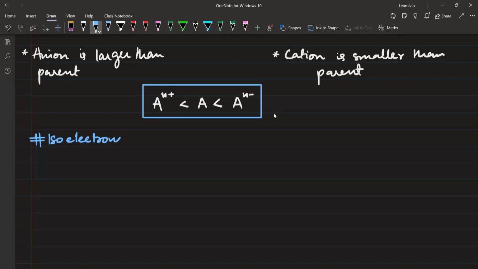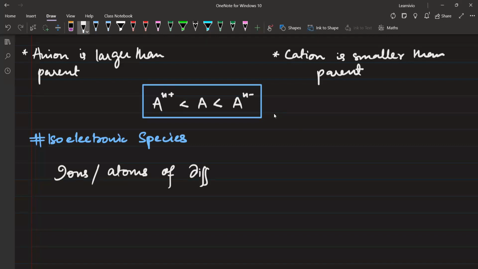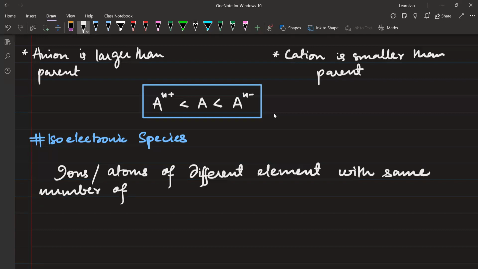Isoelectronic species. क्या होता है isoelectronic species? I hope you guys know, but let us write once again. Ions or atoms of different elements with the same number of electrons.